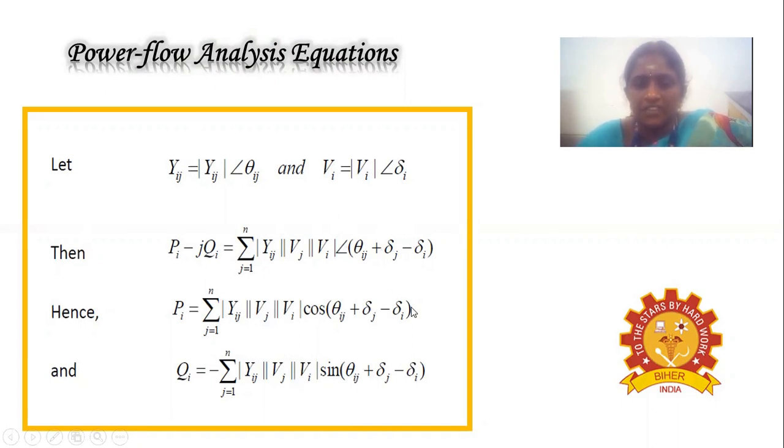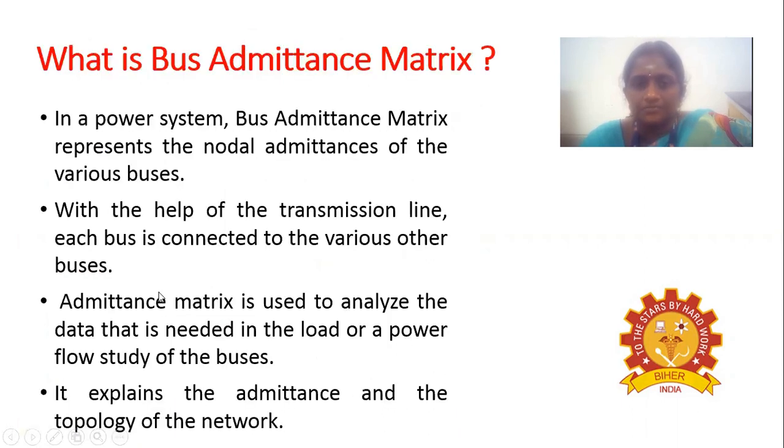So this we can write in cos theta plus j sin theta form. If you expand it and equate the real and reactive terms, then you will get the real power expression and the reactive power expression. So real power Pi equal to summation of j equal to 1 to N, magnitude of Yij, Vj, Vi, cos of theta ij plus delta j minus delta i. The reactive power equation will be like this.